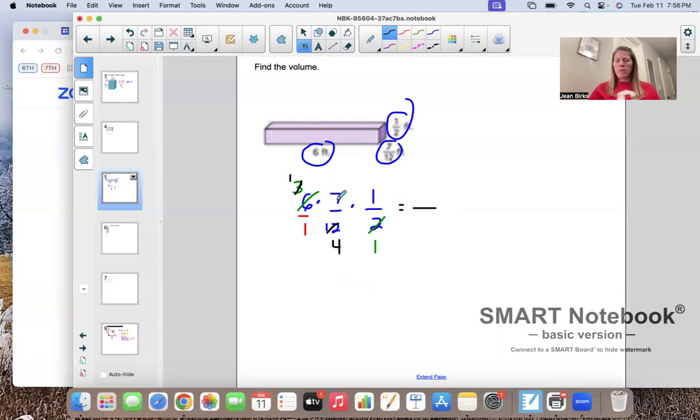So 1 times 7 is 7, and 7 times 1 is still 7. 1 times 4 is 4, and 4 times 1 is 4. My answer is 7/4. And since we did 3 dimensions, I'm going to put a 3 on them. 7/4 feet cubed. Or some people would like to write 1 and 3/4. Keep your denominator, feet cubed. I would also take that answer as well. Both are correct.